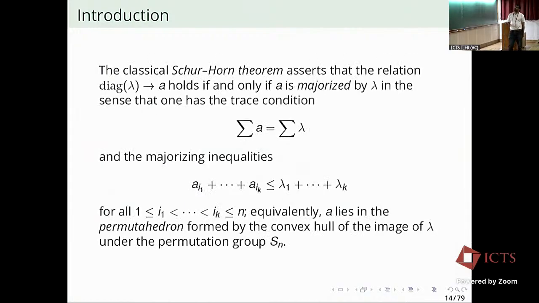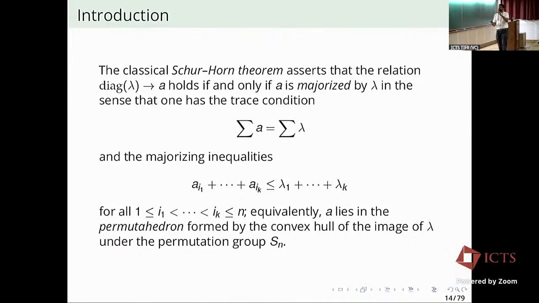So the classical Schur-Horn theorem asserts that this relation diag lambda arrow A holds if and only if A is majorized by lambda, in the sense that one has a trace condition, summation A equals summation lambda, and the majorizing inequality A_i1 plus ... plus A_ik is less or equal to lambda1 plus ... plus lambda k for all i1 to ik ordered appropriately. And this is equivalent to saying that A lies in the permutahedron formed by the convex hull of the image of lambda under the permutation group Sn.